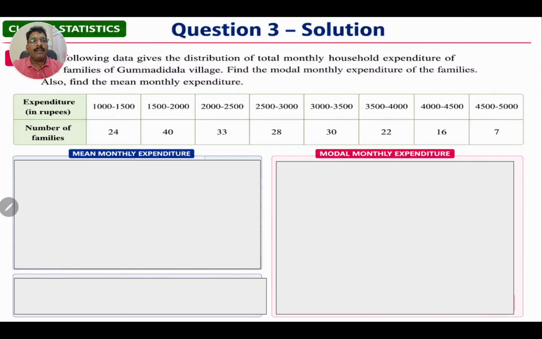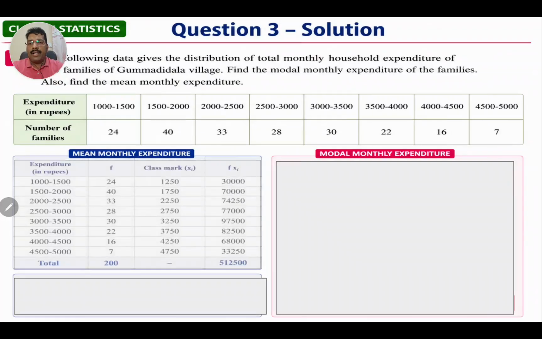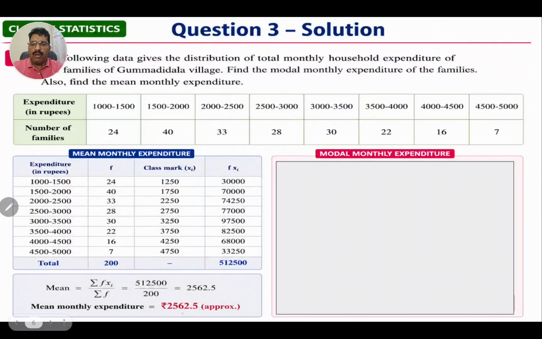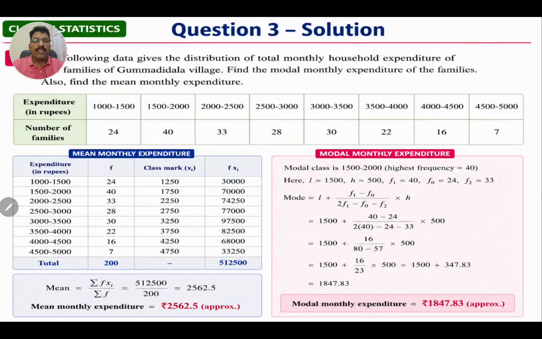So first we will see the mean. We already know how to find the mean: sigma fi xi by sigma fi. We got approximately 2562.5. For the mode, we also know we need the highest frequency. Which class has the highest frequency? 40 is the highest frequency.